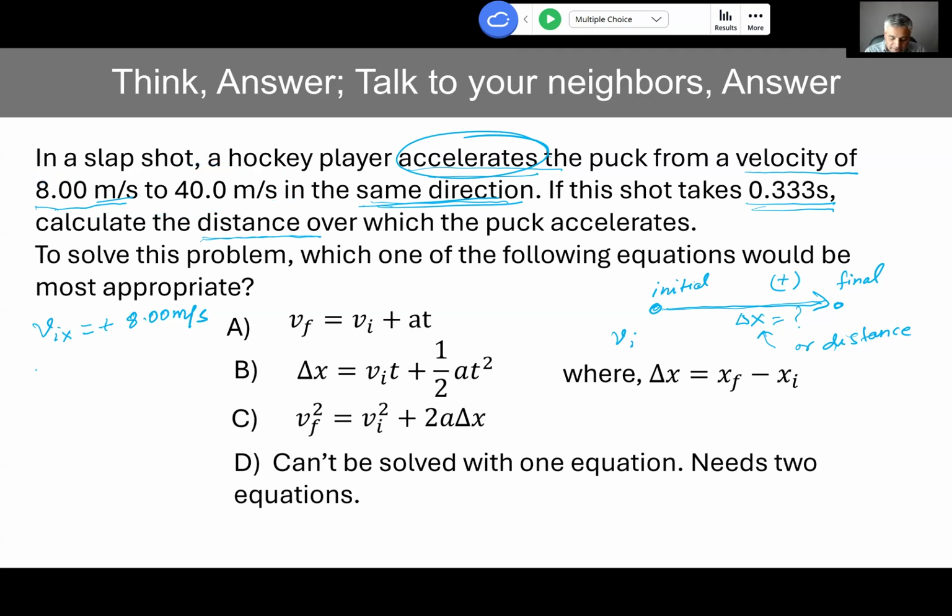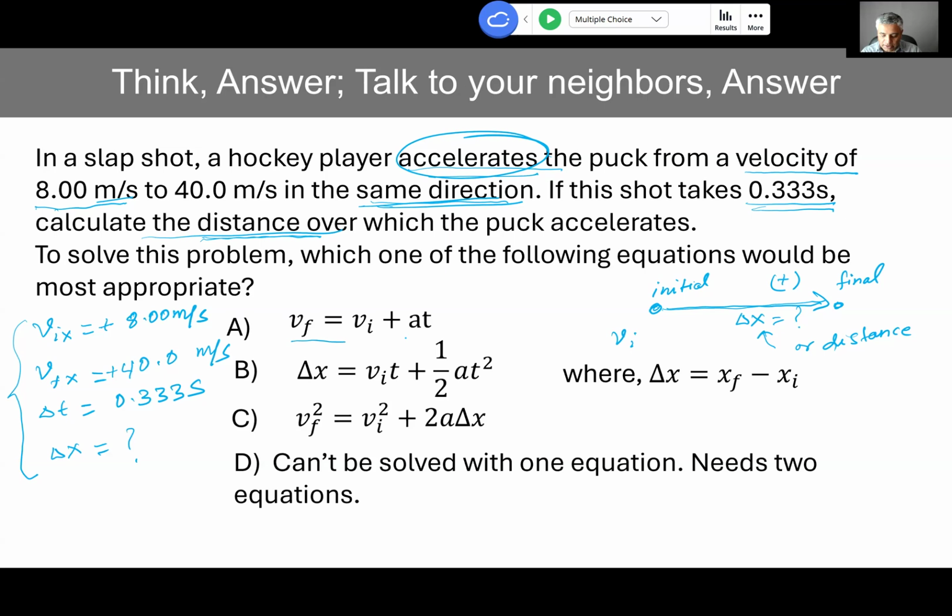Okay, so that is v_ix. And how about v_fx? 40. And it's the same direction, so positive as well. And the time interval, we don't need positive or negative for that. It is not a vector. So I'll just write that. And then it says calculate the distance over which. So delta x is what? Do we have one equation that relates all four of these here?